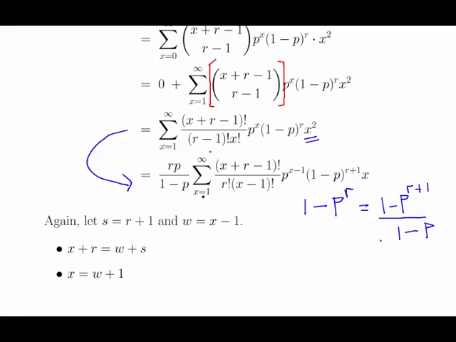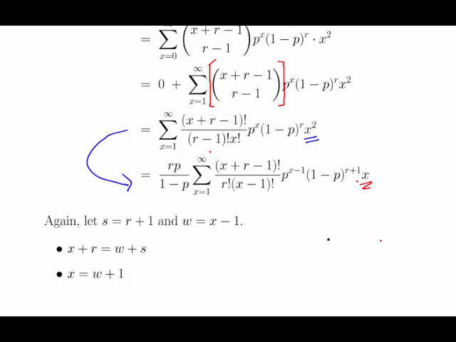Summation from x equals 1 to infinity of (x plus r minus 1) factorial over r factorial times (x minus 1) factorial, times p to the power of x minus 1, times (1 minus p), times (1 minus p) to the power of r plus 1, times x. Okay, just as a quick reminder that x is still there.